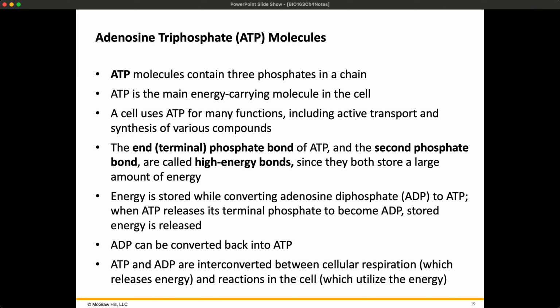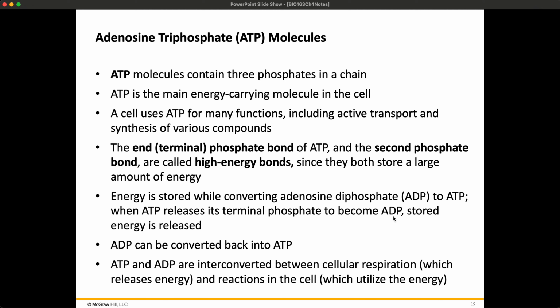Both the second and the very end terminal, so the very last phosphate bond and the second to last phosphate bonds in the chain of ATP, those are the really two high energy ones. So what will happen is that those bonds between those phosphate molecules, that's where the energy is being stored. And so they'll pluck off a phosphate, and when they do that, it releases this big burst of energy, and that can then be harnessed.